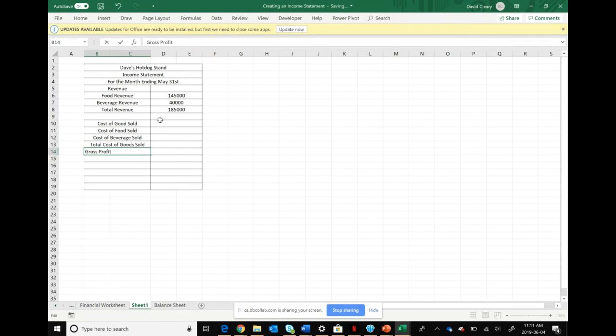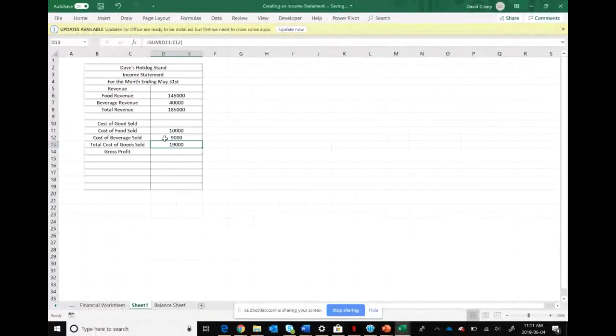Our cost of food sold was how much? $10,000. So 1, 2, 3. Our beverage was 9,000. 1, 2, 3. There we go. And so our total cost of goods sold, just adding them together, is $19,000.